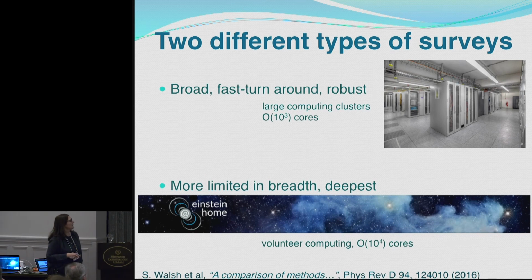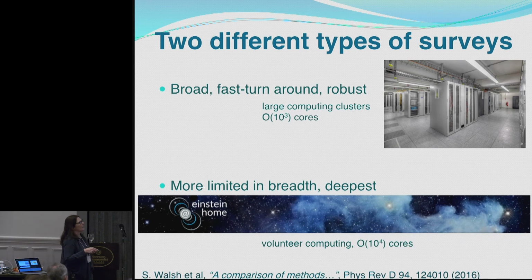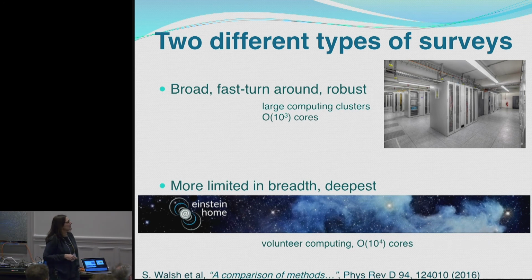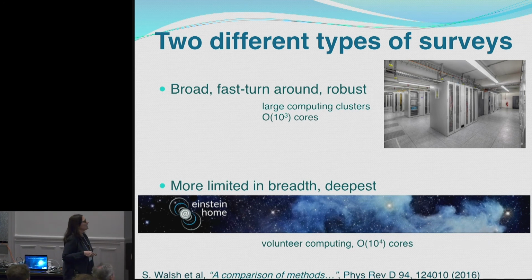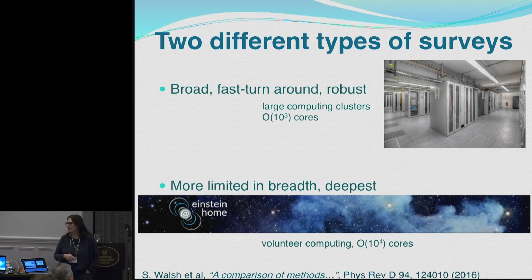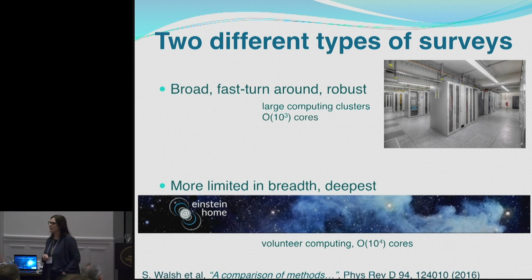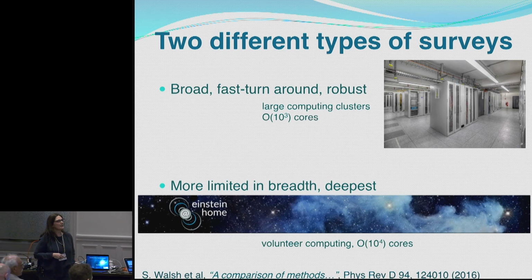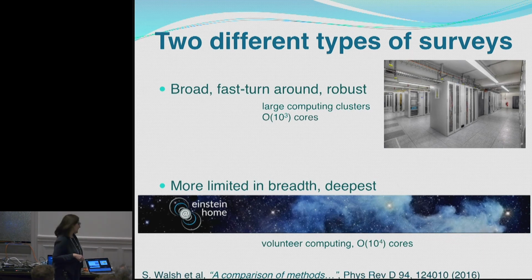The fast turnaround searches are still computationally intensive. They run for weeks on our LVC clusters. This is the one we have in Hanover. And the deep ones run on the volunteer computing project, Einstein@Home. This is petaflops of computing power sustained 24/7. And these are searches that last months on this infrastructure.